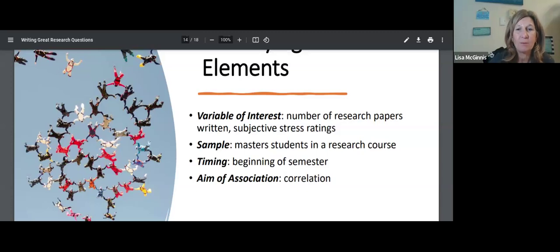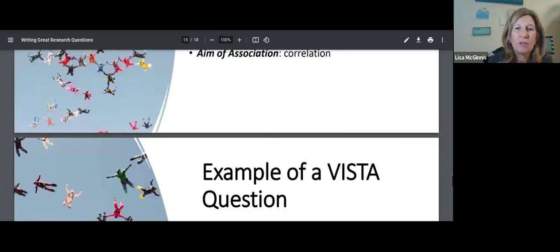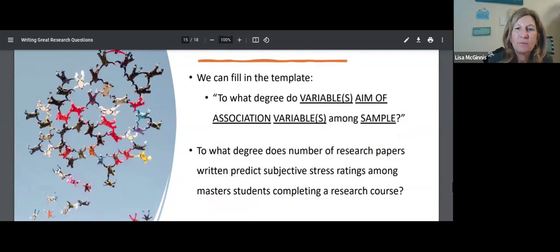Now, could you change the timing? Yes, you definitely could. But we're going to talk about beginning of the semester, and the association we're looking at is a correlation. So here's our example of a question. To what degree do variables, what are we looking at? What's the association, correlation, among the sample? So here's how we would write that. To what degree does the number of research papers written predict subjective stress ratings among master's students completing a research course? There's our question.